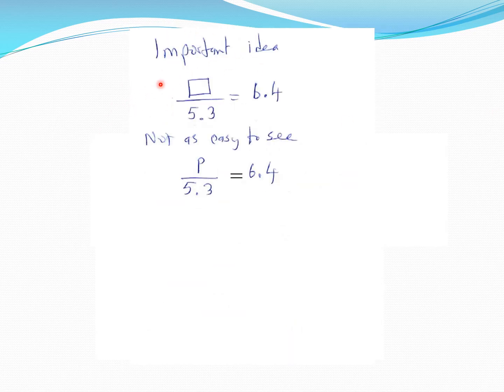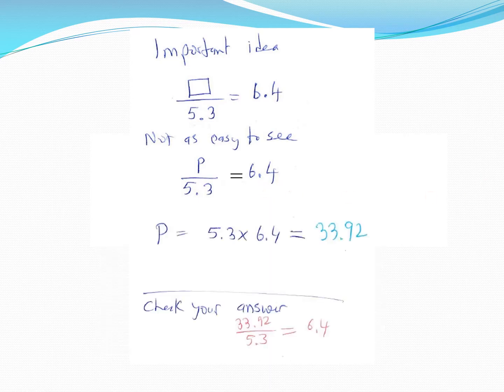So here's another example. This is a very important idea. So something represented by a box, what number goes in there? Something divided by 5.3 equals 6.4. Now this is not as easy to see as the previous example. Or algebraically we could have p over 5.3 equals 6.4. So p equals 6.4 times 5.3.